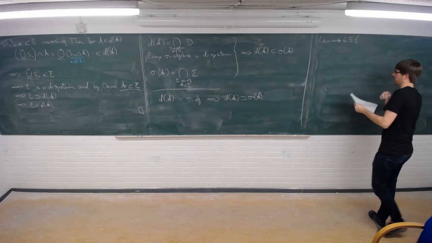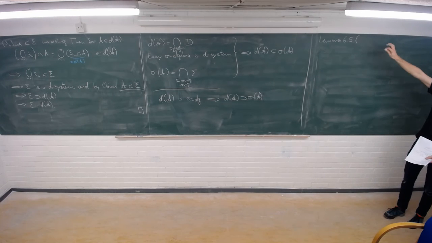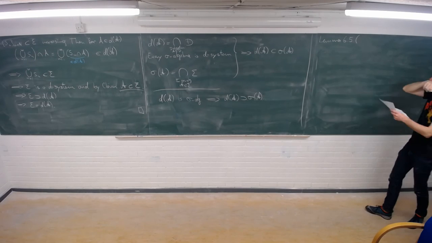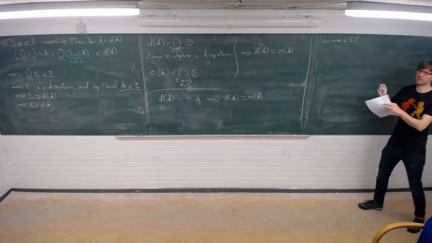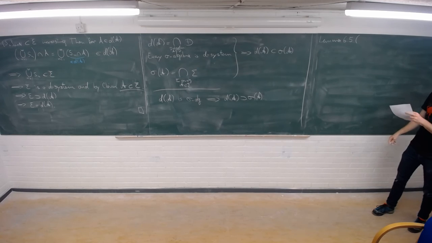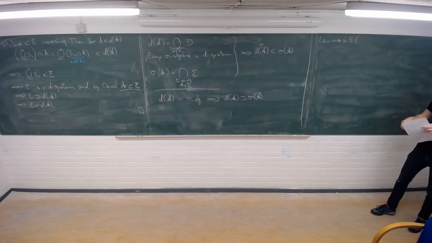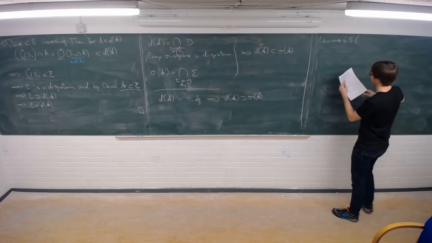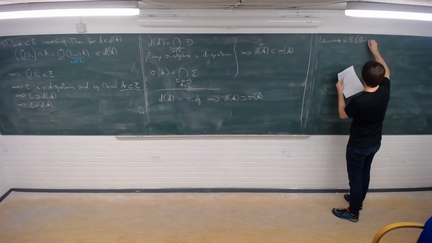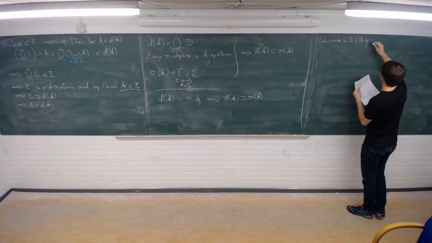So the next lemma really answers the question that I posed at the beginning of this lecture. Namely, if we have two measures which agree on a collection of subsets A, then are they equal on the sigma algebra generated by A or not? And that's why this is called the uniqueness lemma.